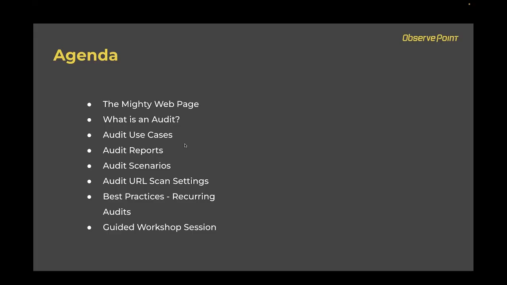And then we'll talk about recurring audits, and then we'll do a guided workshop session at the end, where the goal is to have something built, or at least something in the works of being built audit-wise, that you can take home as, what do they call those when you go to a birthday party and you get a goodie bag? This is your virtual goodie bag.